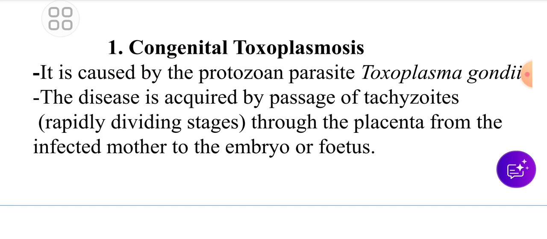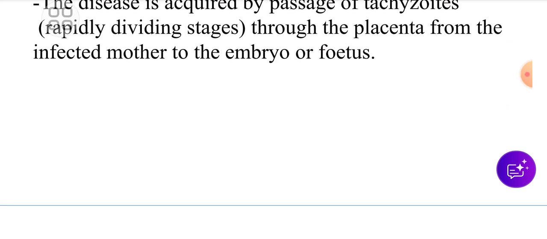Now we start with congenital toxoplasmosis. It is caused by the protozoan parasite Toxoplasma gondii. The disease is acquired by passage of tachyzoites, the rapidly dividing stages, in the blood of the mother through the placenta. They cross the placenta from the infected mother to the embryo or fetus.